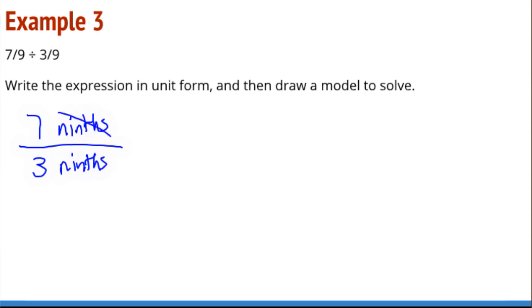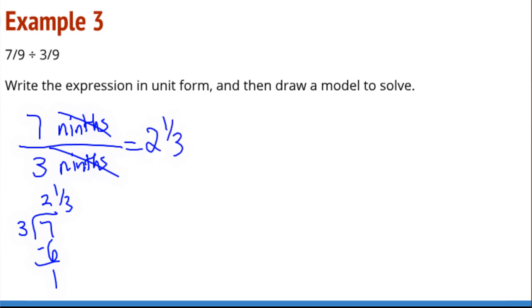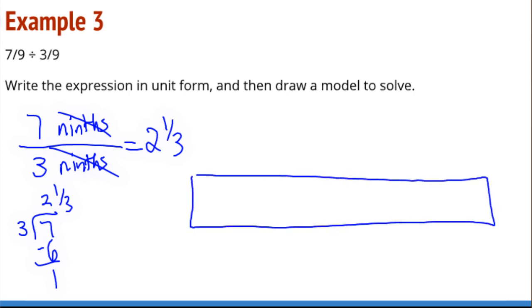Now this one gets a little bit interesting. 7 doesn't divide evenly by 3. When I do 7 divided by 3, I get 2 1/3. So it's going to be interesting to see what does this look like in a model form. Because I think this is the first time we have run into this not dividing evenly. So we need to start preparing our brains for how we're going to handle this.